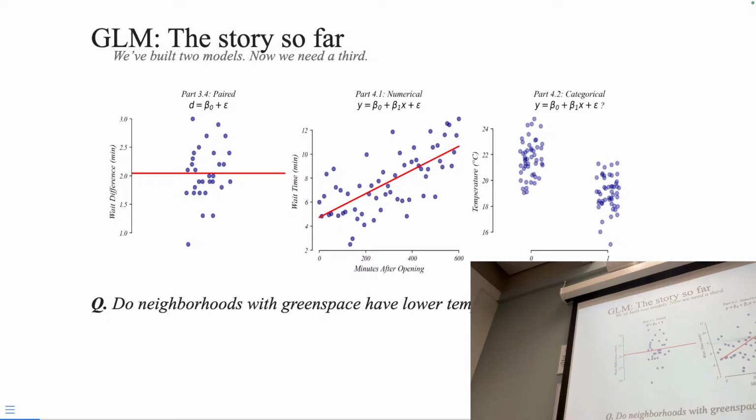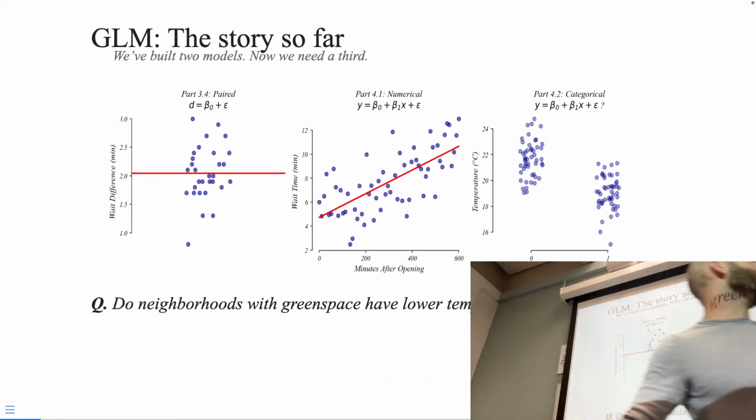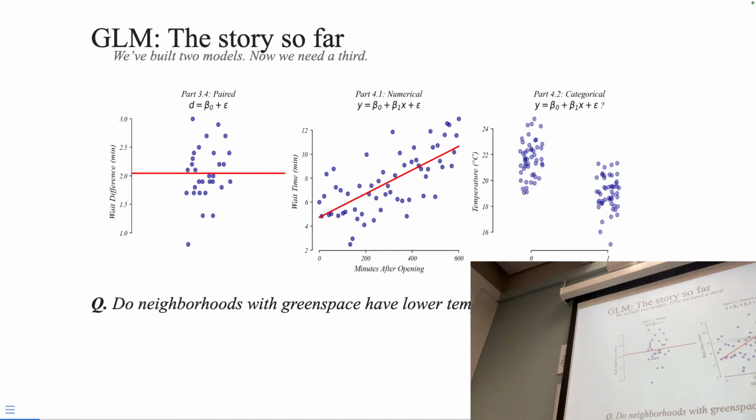One group with lots of green space, so there's a park in the neighborhood, and then one group that does not have a lot of green space, so there's no meaningful parks in the neighborhood. And the question is whether there's an actual difference here. Do neighborhoods with green space have lower temperatures? Looking at this data, visually, it looks like there's a difference.